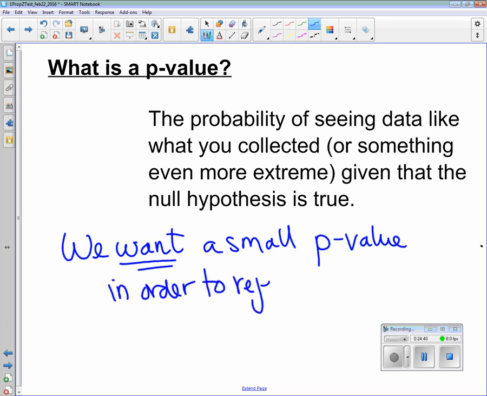The whole point is trying to reject the null hypothesis. We want to say the claim is false. That's the point of a hypothesis test. We're trying to show that it's wrong. We want to reject it. But we have to have a small p-value in order to do that. We think in our example, our p-value is going to be pretty high. Let's see what it is.